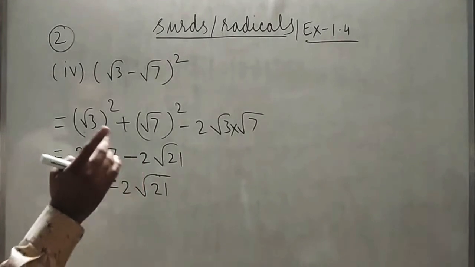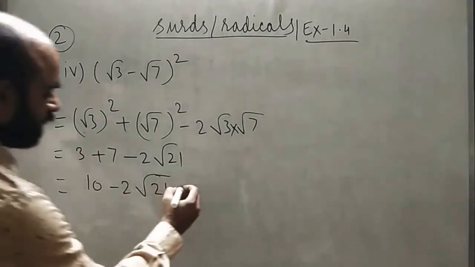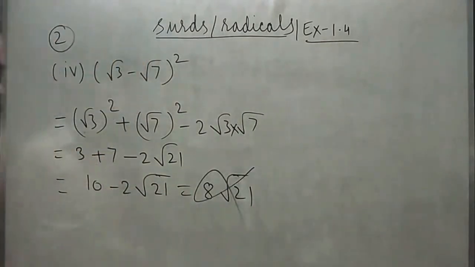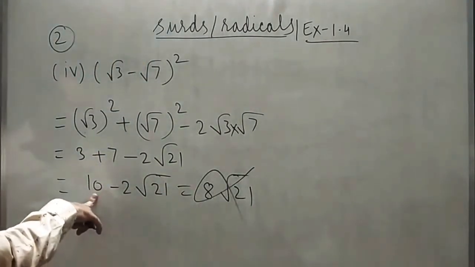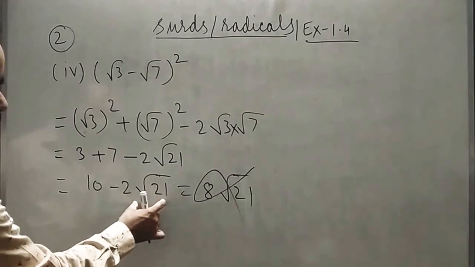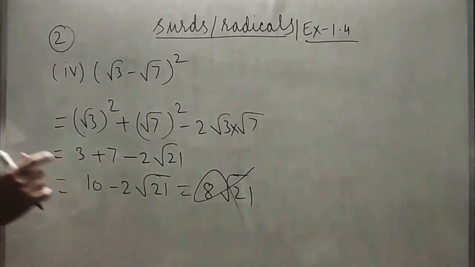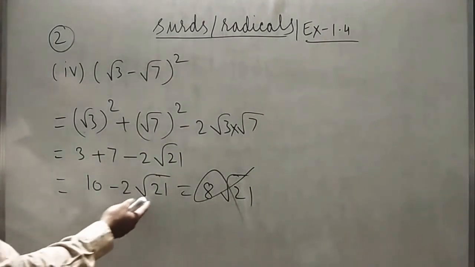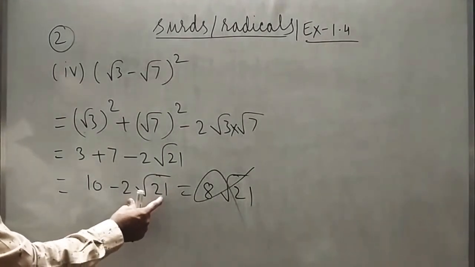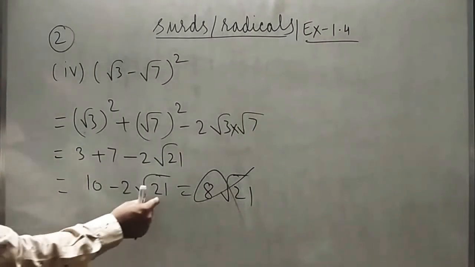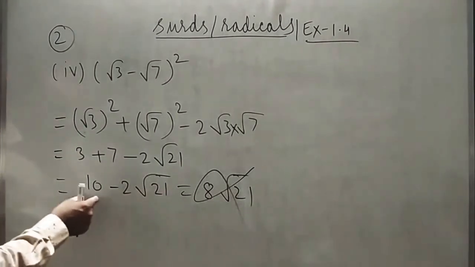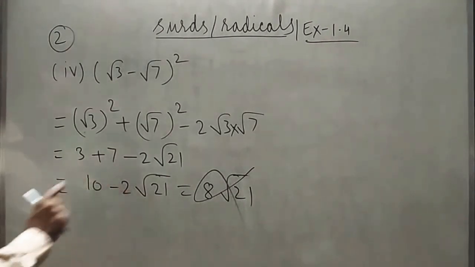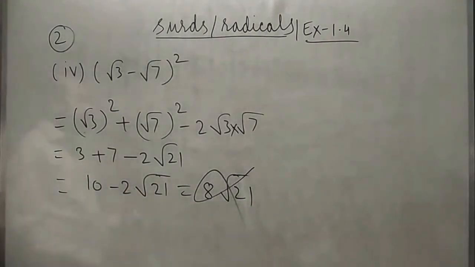Correct? Now see, one mistake children are doing. They are writing this as 8 root 21, which is wrong. Why? This is only 10. This is rational, and this is 2 root 21. This is irrational. So we cannot add or subtract rational and irrational. Why? They are unlike terms. Here it is apple and here it is orange. This contains an irrational number, but this does not. That is why this is the final answer, 10 minus 2 root 21.